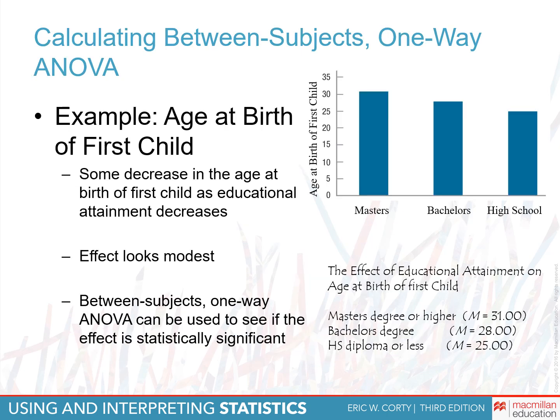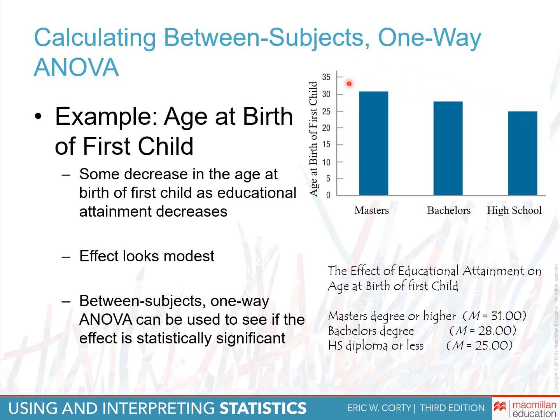Now let us graph the raw data that we just described. So we have age at birth of our first child, and we have 3 groups. We have our master's degree group, our bachelor's degree group, and our high school group. And so if we just look at this raw data pretty quickly, we see that the mean age for the master's degree group is 31, for the bachelor's degree group is 28, and for the high school diploma or less group is 25.